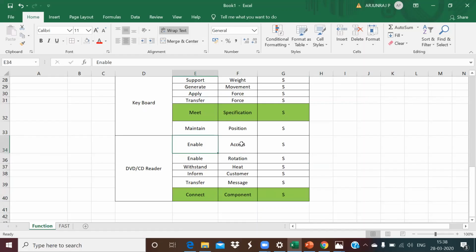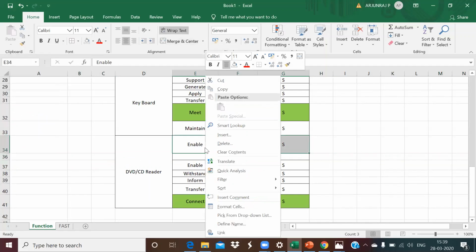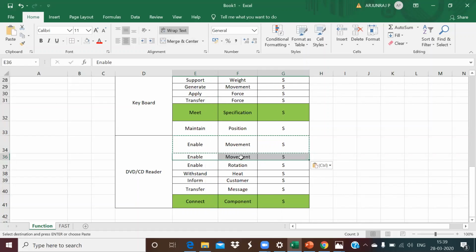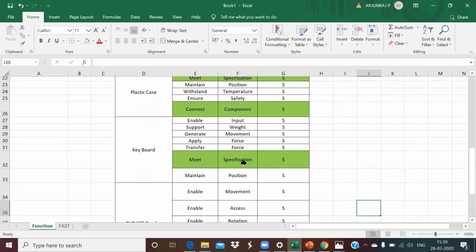So what we can do is that enable movement will be better than access here, because enable movement is the outward motion. For access, yes, even access is also happening here. Enable movement and also enable access, both are separate here. And it protects the CD also. To ensure safety, to protect the component. Maybe ensuring the safety is also one of the things that we can put.